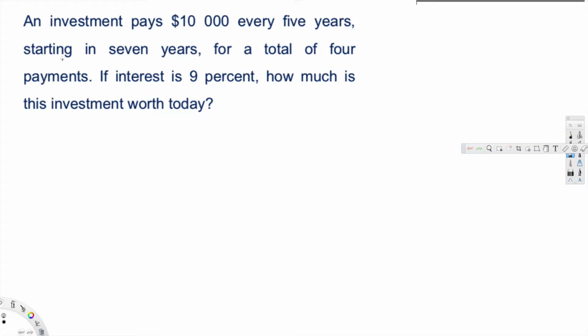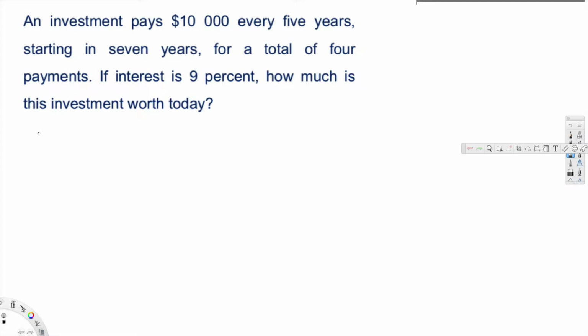Let's look at this problem right here. This question is asking: an investment pays $10,000 every 5 years, starting in 7 years, for a total of 4 payments. If interest is 9%, how much is this investment worth today? Now let's see how to calculate this one.